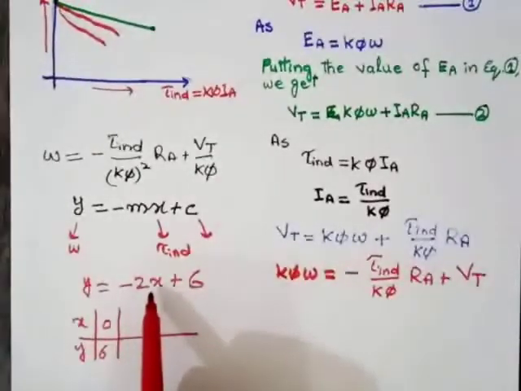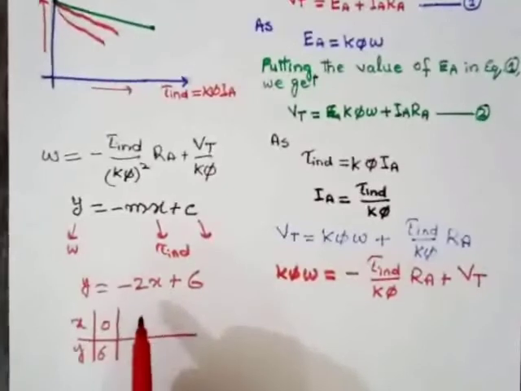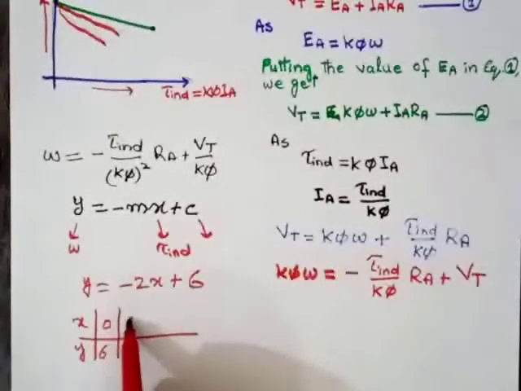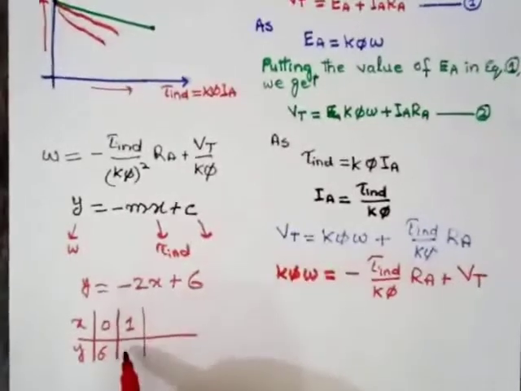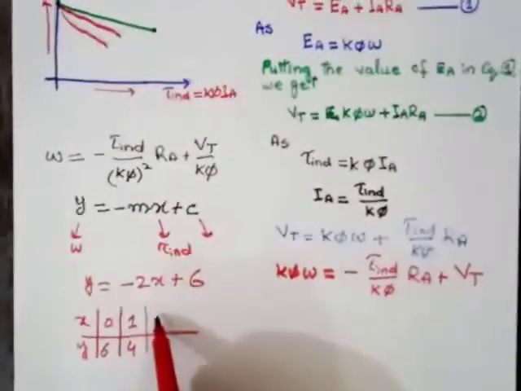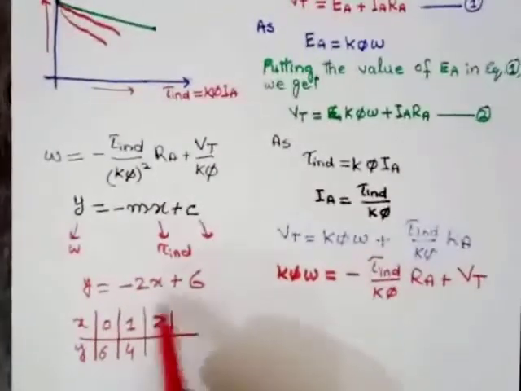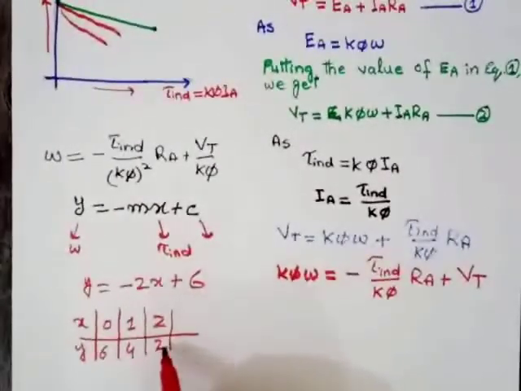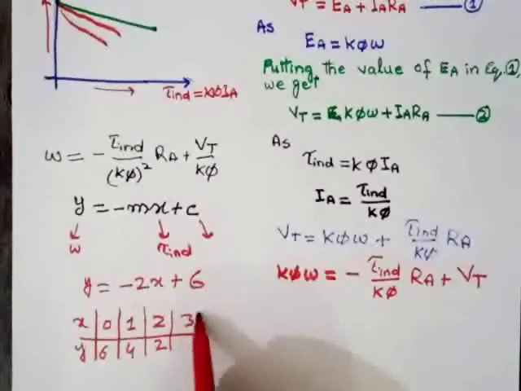When we put the value of x equal to 1, that is tau induced equal to 1, then the value of y will be equal to 4. When we put x equal to 2, then y will be equal to 2. When we put x equal to 3, then y will be equal to 0. That is, the speed is decreasing more rapidly.